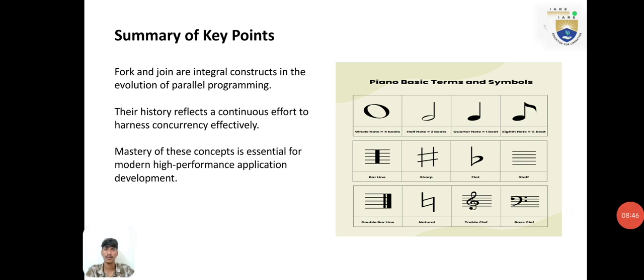Then there was the summary of key points. Fork and join are integral constructs in the evolution of parallel programming. Their history reflects a continuous effort to harness concurrency effectively, and it reflects on upcoming programming code and tasks. Mastery of these concepts is essential for modern high performance application development.